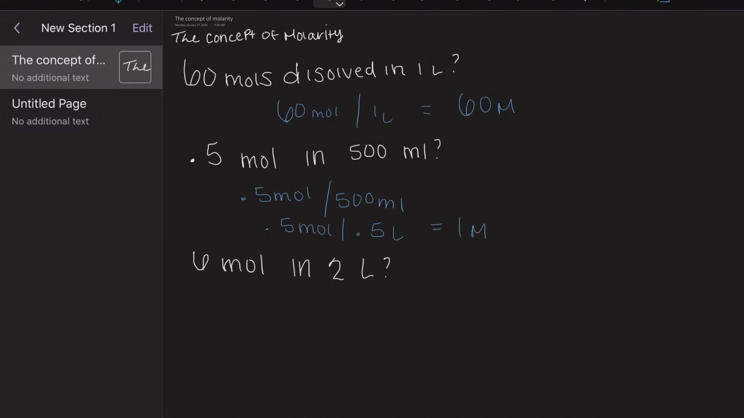What about 6 moles in 2 liters? We have moles over liters, so we can just do the math. And 6 divided by 2 equals 3 molar. So it's pretty easy when they give you the moles and liters. It's simple division. But what about if they give you the molarity and they want you to find moles or liters? Let's talk about that.